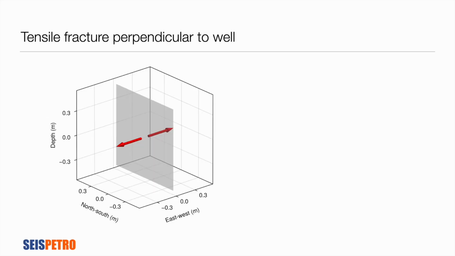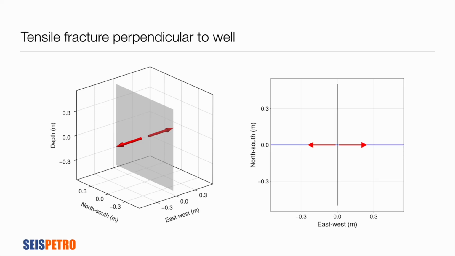Here, I'm showing a detailed 3D perspective view of my simple hypothetical fracture model. It's a small square vertical fracture 1 meter on a side. It's oriented in the north-south direction, and the red arrows show the sense of motion of the rock on each side of the fracture surface. Here, I add a map view of exactly the same model and add a blue line to remind us that it's perpendicular to the well.